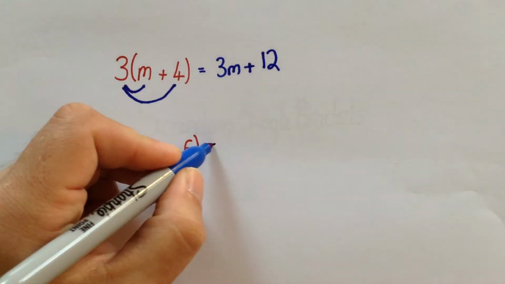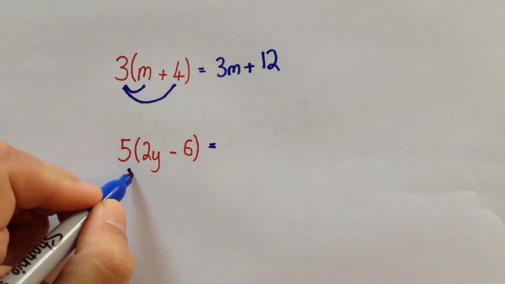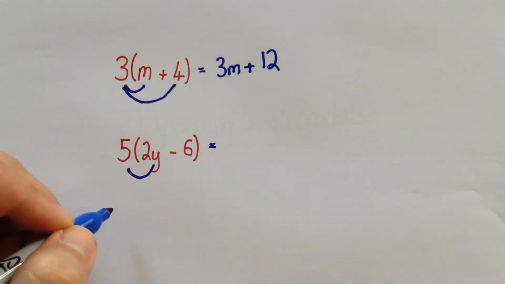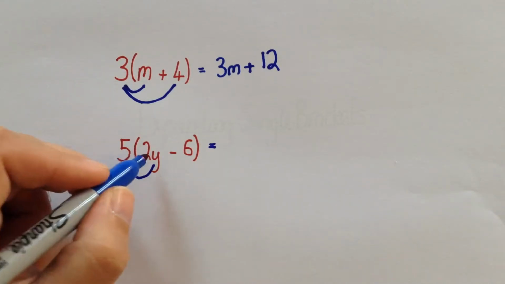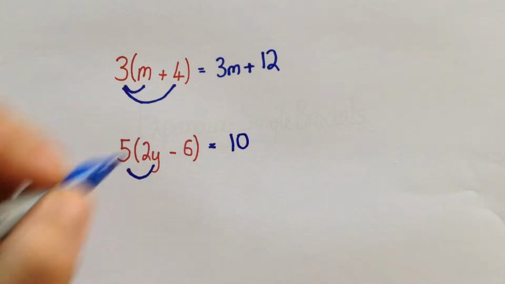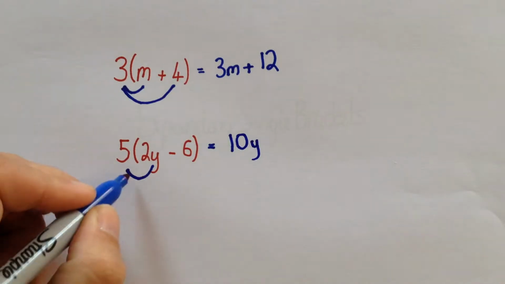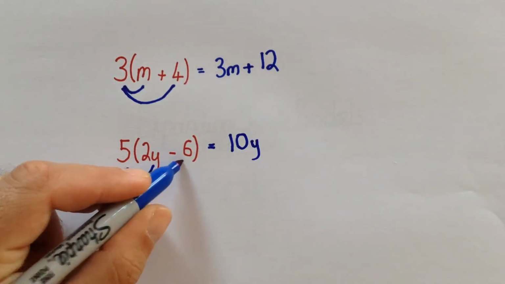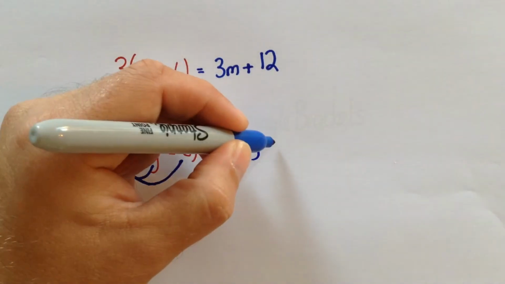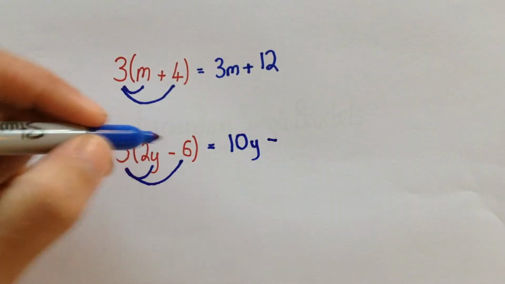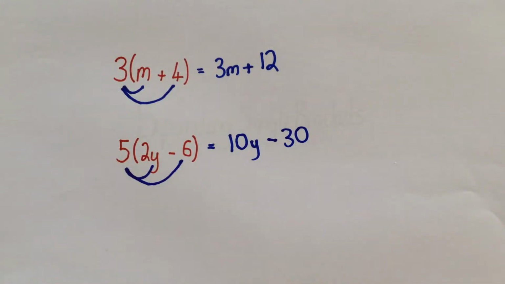For the next example down, we do the exact same thing. Here, we've now got a number in front of the letter. Doesn't change what we do. We've now got 5 times 2y. Well, 5 times 2 would be 10. So 5 times 2y is 10y. We've then got 5 multiplied by negative 6. Well, positive times a negative gives us minus, and 5 times 6 is 30. So 10y minus 30.